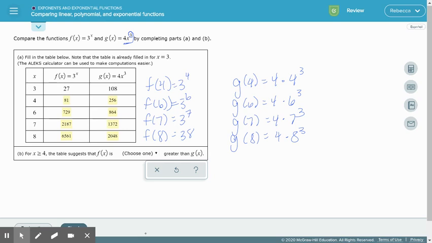So now we're asked for when x is greater than 4. So we're looking right here. We want to compare the y values or the outputs. So the table suggests that f of x, and we want to compare it to being greater than g of x. So we look, f of x, 81, 729, 2187. So 81 is smaller than 256, smaller, but then it's larger. And then 6,561 is larger than 2,048. So we're going to choose sometimes is greater than g of x.